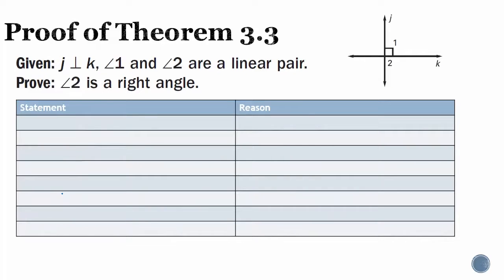Alright, checkpoint problem number 1. You are to prove Theorem 3.3. In this problem, you are given that J is perpendicular to K and angle 1 and angle 2 are a linear pair. Your goal is to prove that angle 2 is a right angle.